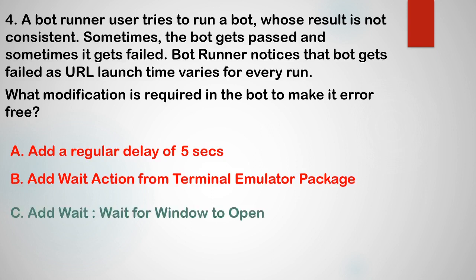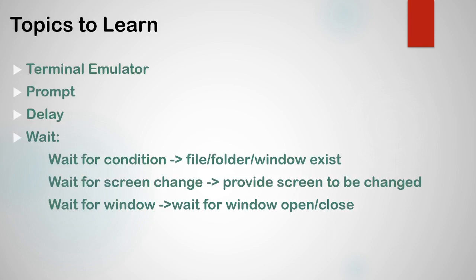The next option, add a wait, that is wait for window to open, is the correct option. We are going to use the wait for window to open action from the wait package. And the last option, that is add a prompt, is also an incorrect option as the actions from this package are used to get a user input. Now moving to the topics on which this question was based. So you must know about all these packages in Automation Anywhere: terminal emulator, prompt, delay, wait. There are different types of wait present inside Automation Anywhere. Let me show you in Automation Anywhere.